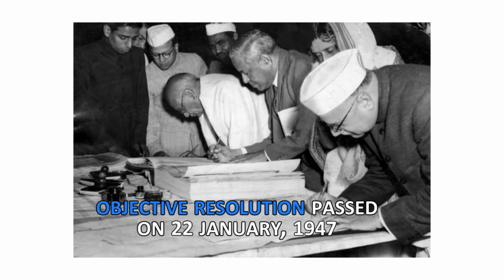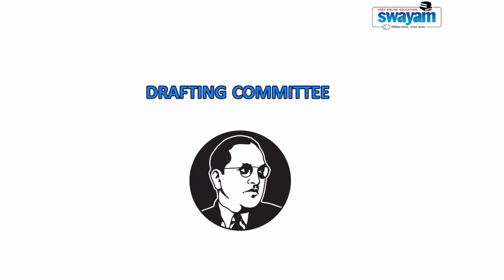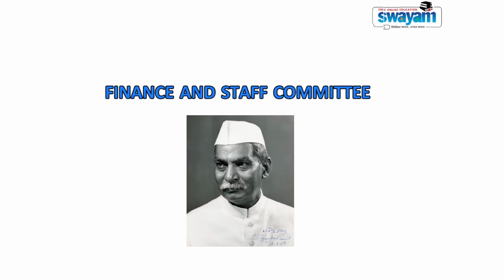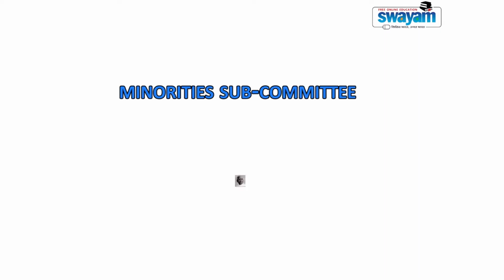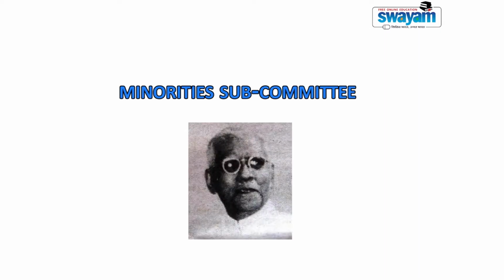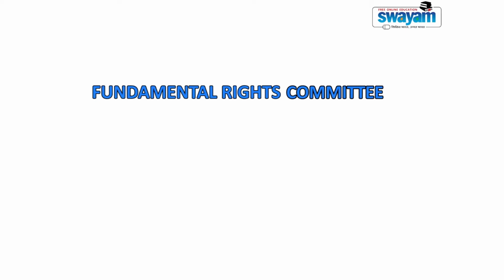Various committees were appointed by the Constituent Assembly to draft the Indian Constitution. Some of the important committees are the Drafting Committee, which was headed by Dr. B.R. Ambedkar, the Finance and Staff Committee by Rajendra Prasad, the State Committee headed by Jawaharlal Nehru, the Minorities Subcommittee headed by H.C. Mukherjee, and Fundamental Rights headed by J.B. Kripalani.